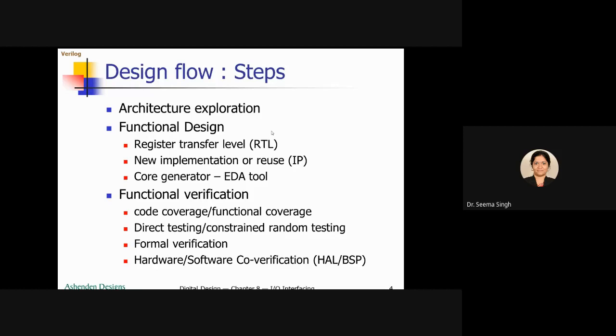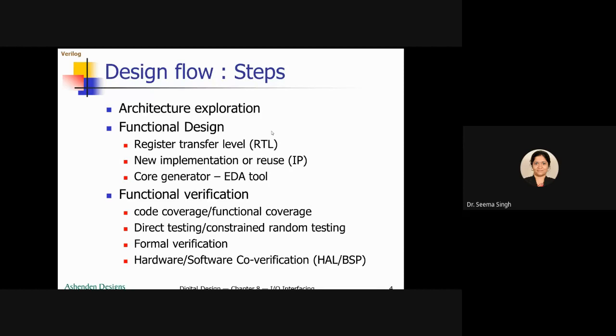So there are two options: one was new implementation, the second was reusing an IP, that is intellectual property. Now, another alternative for implementing a component may be to use a code generator, which is an EDA tool that generates a model of a component based on parameters that describe its function.